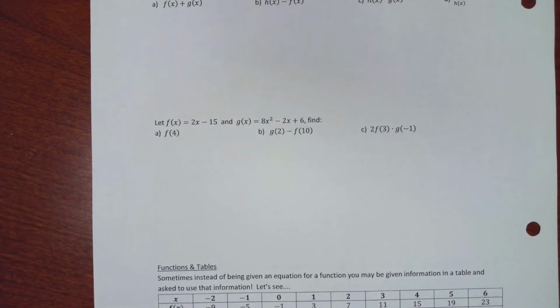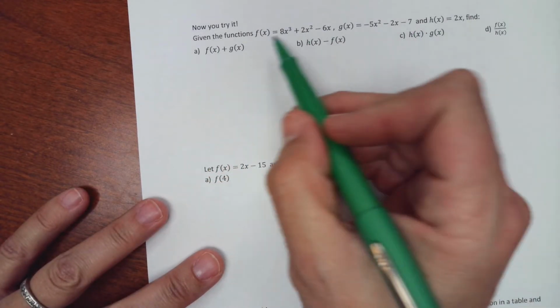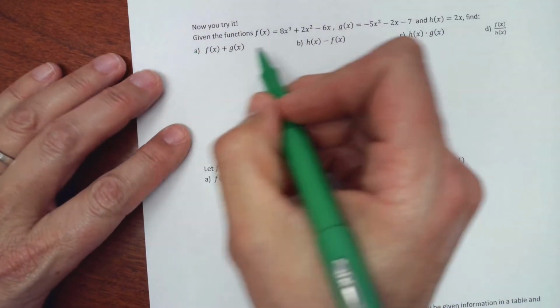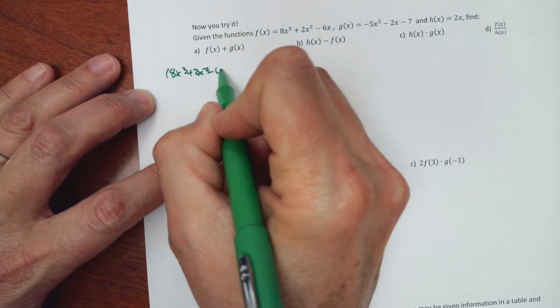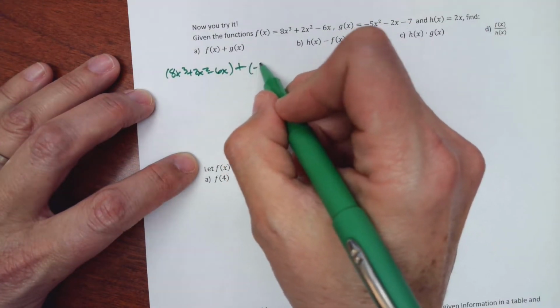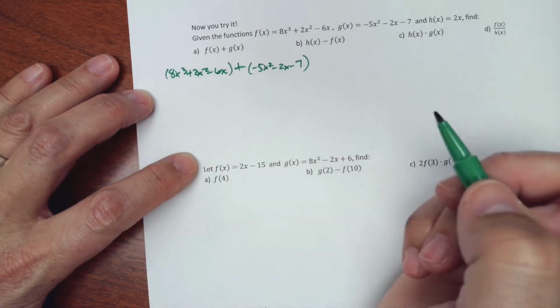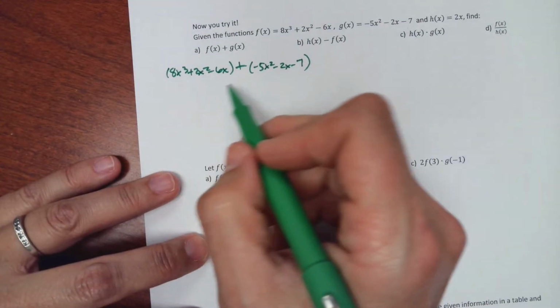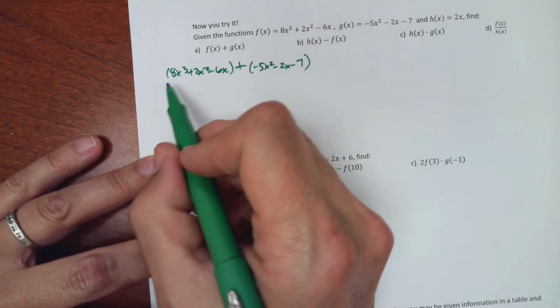All right, so up top here it says f of x plus g of x. So here I'm getting my functions. Here's all my names. So f of x is 8x to the third plus 2x squared minus 6x, plus g of x is this guy, negative 5x squared minus 2x minus 7. So I put them in parentheses to protect them, but I could also just drop the parentheses because the plus doesn't really change anything. So I'm just going to look.